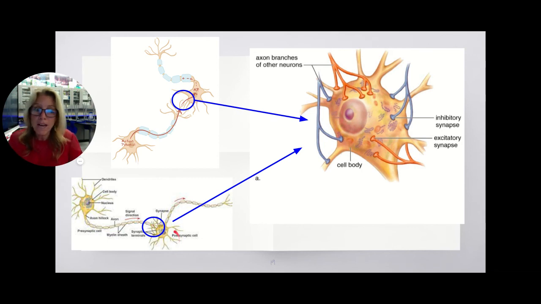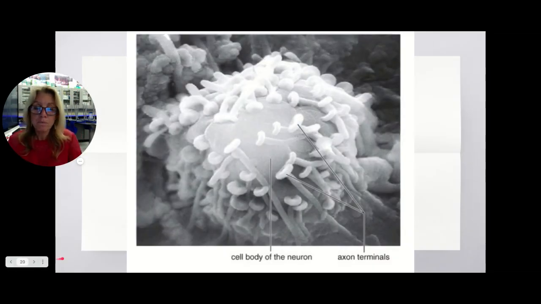The postsynaptic neuron here, which would be this guy right here, is receiving the chemical message. And then the synaptic cleft, there's a little itty bitty space, and I'll show you that in another picture. It's a small space between the neurons. All right, and this is what it looks like in reality.